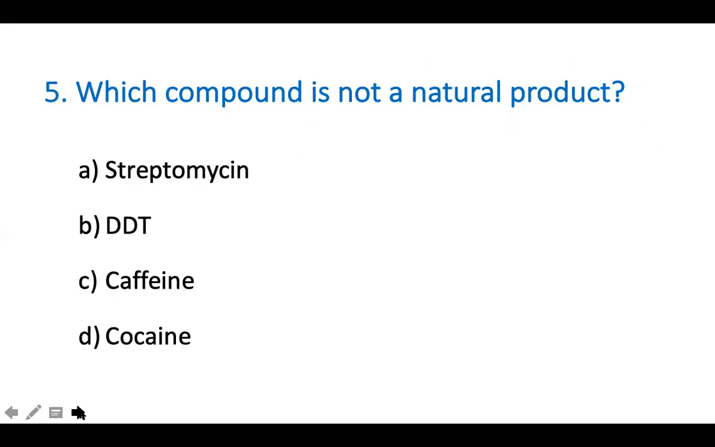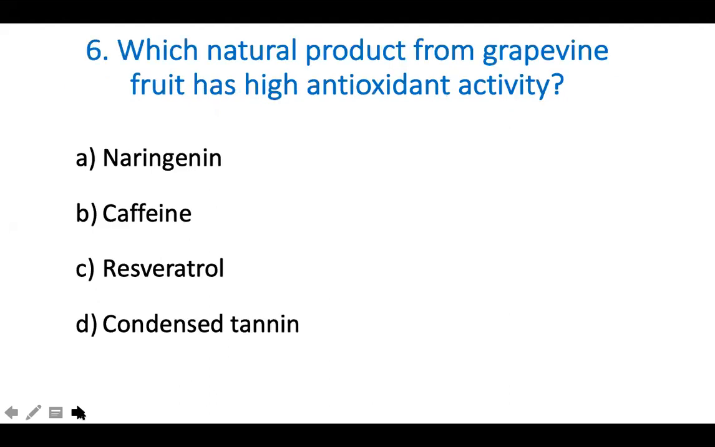Question number five, which compound is not a natural product? A, streptomycin, B, DDT, C, caffeine, and D, cocaine. Question number five, again, which compound is not a natural product? A, streptomycin, B, DDT, C, caffeine, and D, cocaine. I'm moving to question number six.